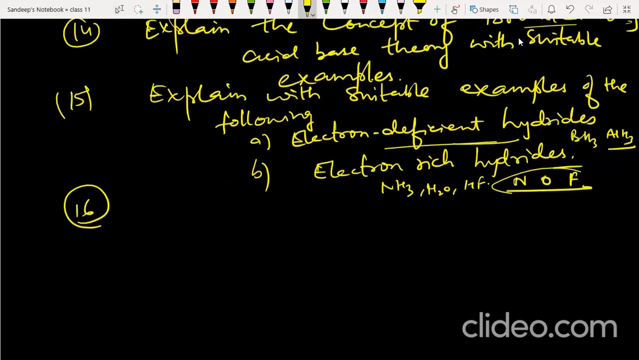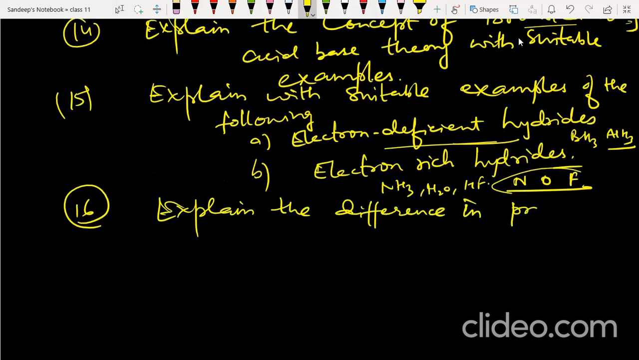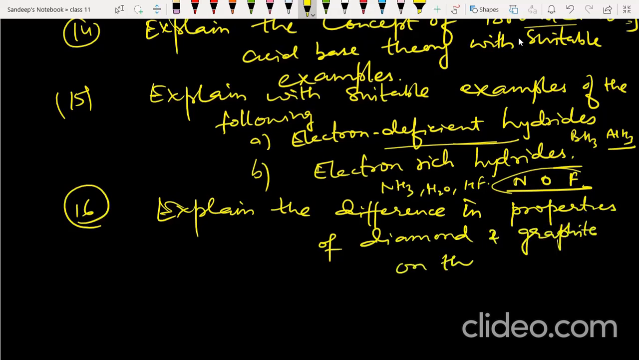Question 16, they are asking to explain the difference in properties of diamond and graphite on the basis of their structures. So you have to prepare this, students.